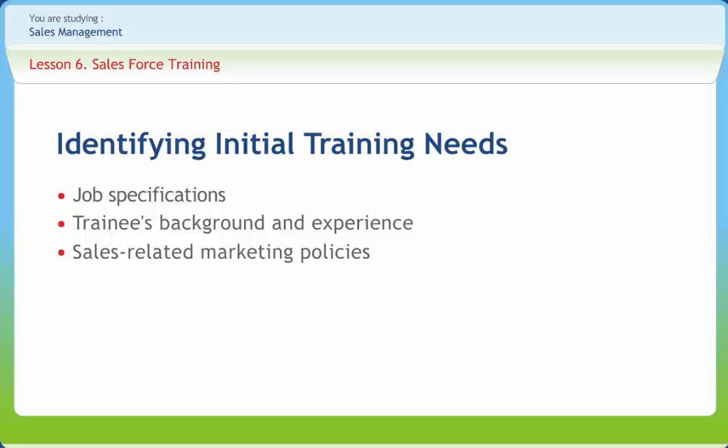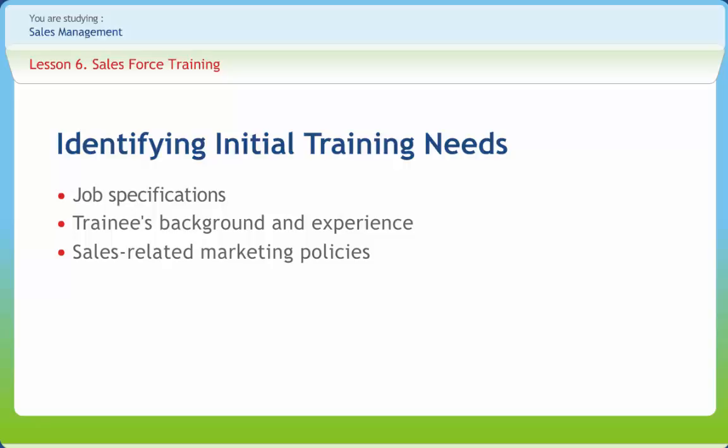Upon selection, each individual enters the initial sales training program with a unique educational background and experience record. Training has to be given according to the sales personnel's background and experience.